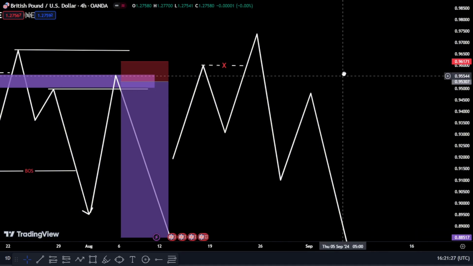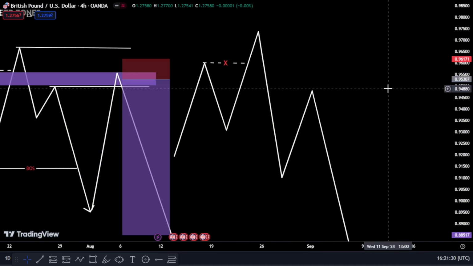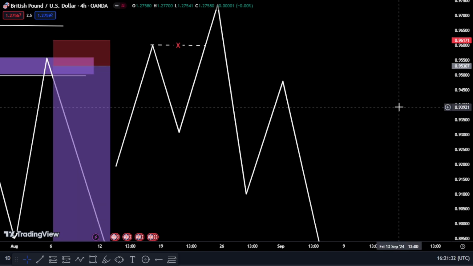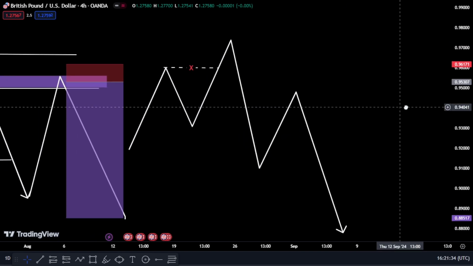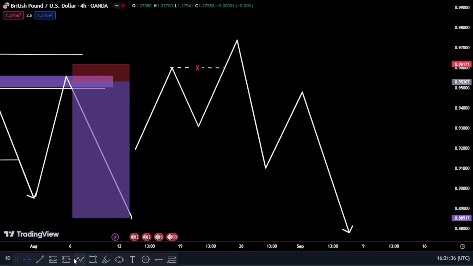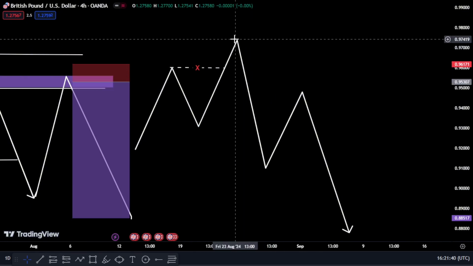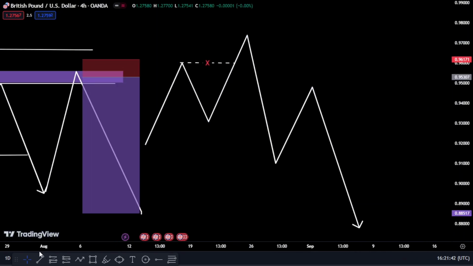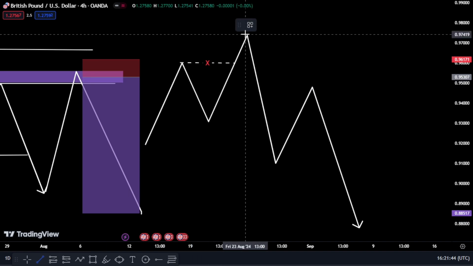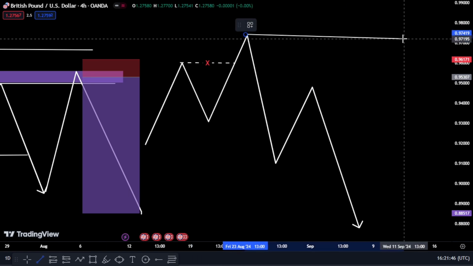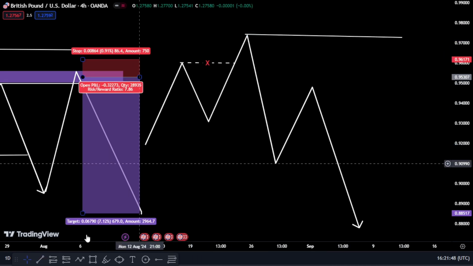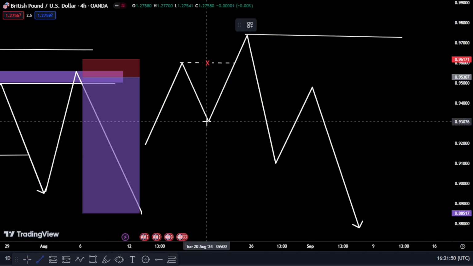So what happens here? This particular setup, we have what? Two breaks of structure. So this makes it highly what? Probable. Okay, so we have our sweep of liquidity. That sweep of liquidity gives us what? A protected high. So that becomes a protected high. And then we have our first break of structure, which is this.